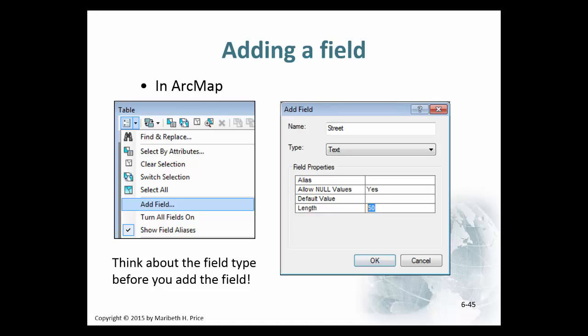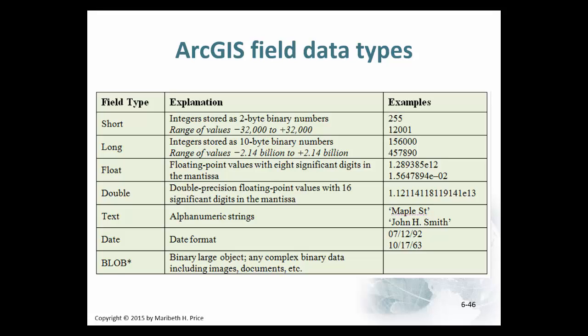You can add new fields to your attribute tables by selecting Add Field in the Table Options menu. You want to know what type of field you're creating. Once the field type has been specified, you cannot change it. When designing a table or adding a field, you must be aware of the field types and what they mean.